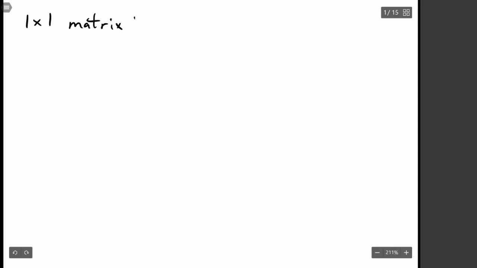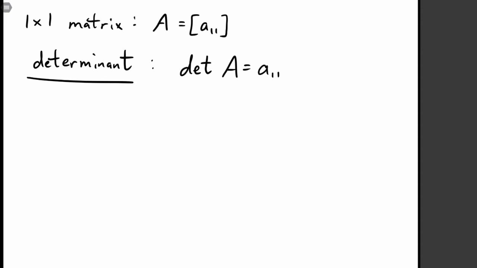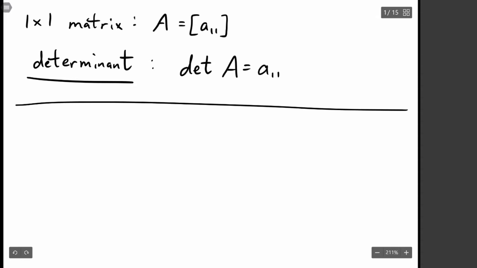If it's just a 1x1 matrix A, which is literally A11, then the determinant is what we're defining here, and the notation we use is det A. This is going to just be A11. That's just a technical definition. But now let's actually start defining this.